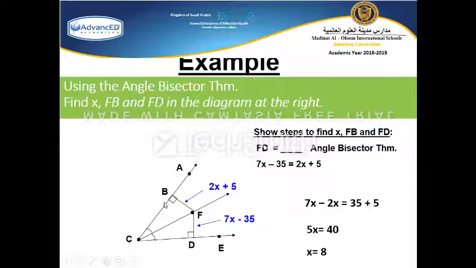Yes. Let's find the lengths of FD and FB. By making a substitution in 2x plus 5, we get 2 times 8 plus 5, which is 16 plus 5, equal to 21. Then the lengths of FB and FD each equal 21.